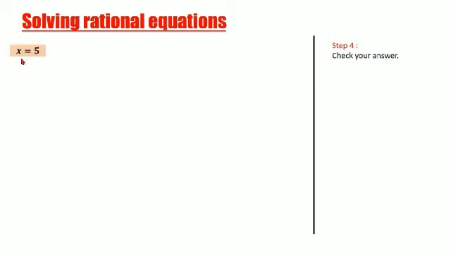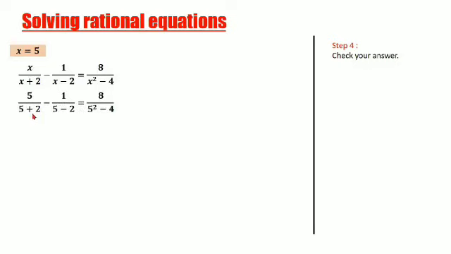First solution, we have x is equal to 5. Again, we have to write our rational equation, and then substitute the value that we have into all the values of x found in this equation, just like this one. 5 over 5 plus 2 minus 1 over 5 minus 2 is equal to 8 over 5 squared minus 4. Simplifying it, we will have 5 over 7 minus 1 over 3 is equal to 8 over 25 minus 4.